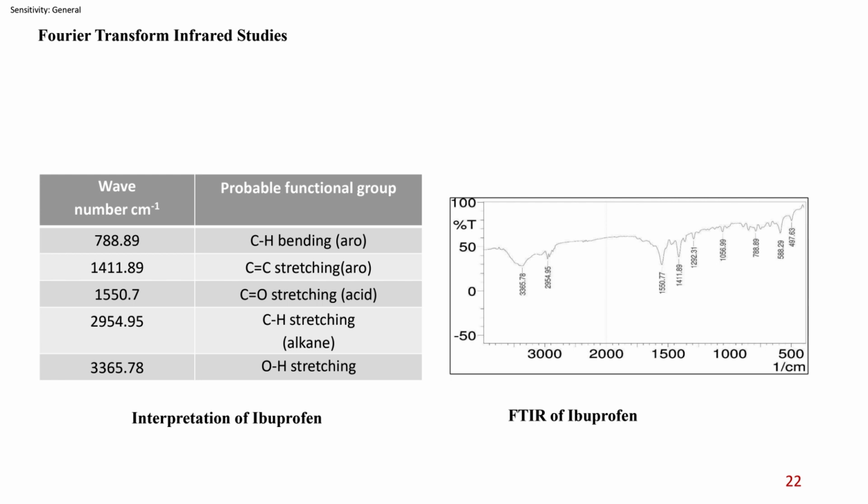This is the Fourier transform infrared study. These are its various numbers and its functional groups. This is the graph of FTIR of ibuprofen. And the functional groups which we took were CH bending, C=CH stretching, C=O stretching, and CH stretching alkane. And this is the interpretation of ibuprofen which we got.